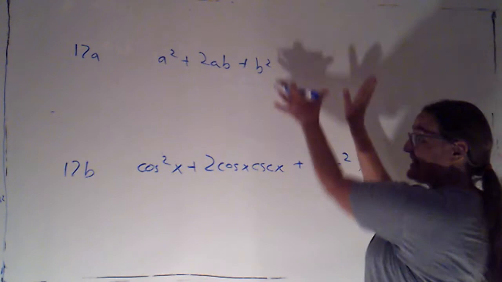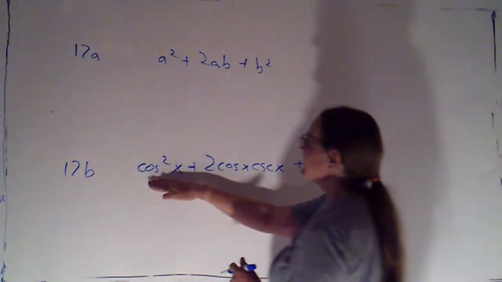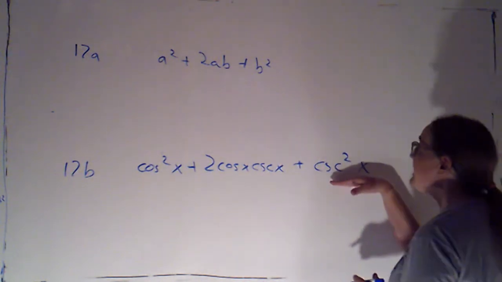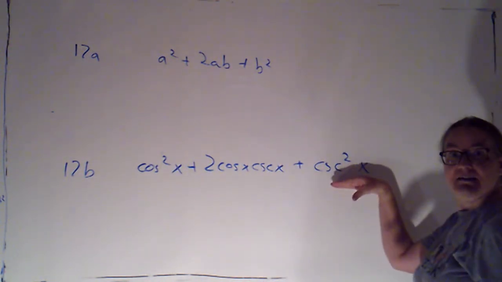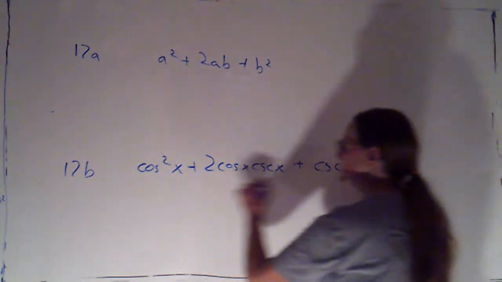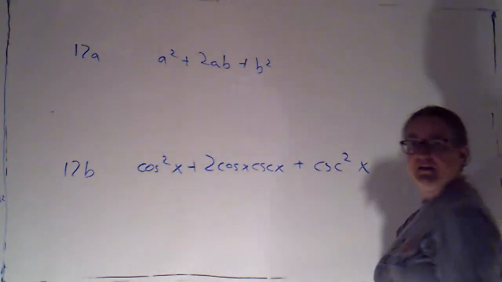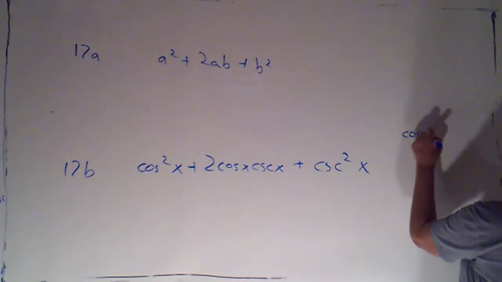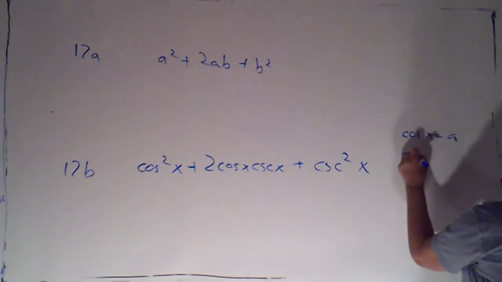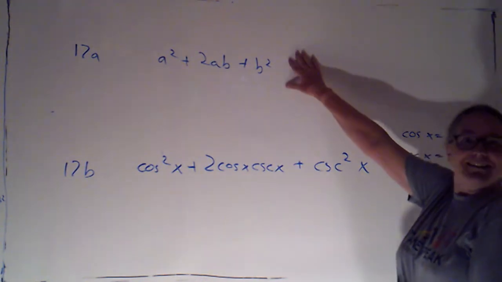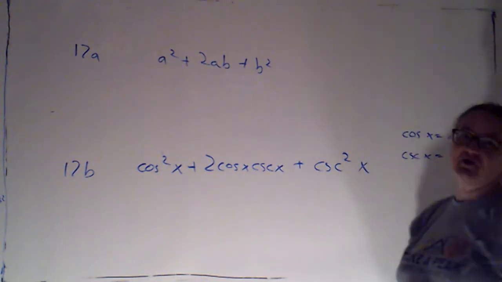Essentially, these are the same problem. Here, instead of having an a, I have a cosine of x. And instead of having a b, I have a cosecant of x. This is something some of you may find helpful. If it feels intimidating having these trig functions here, you could do a substitution. You could say, let's let cosine of x equal a. Let's let cosecant of x equal b. And then you could rewrite it this way, do the factoring, and then substitute back in.